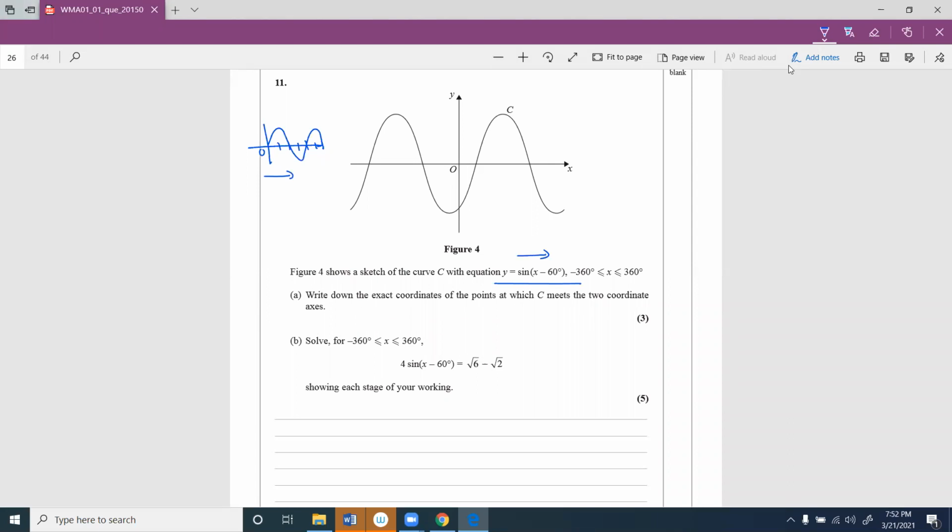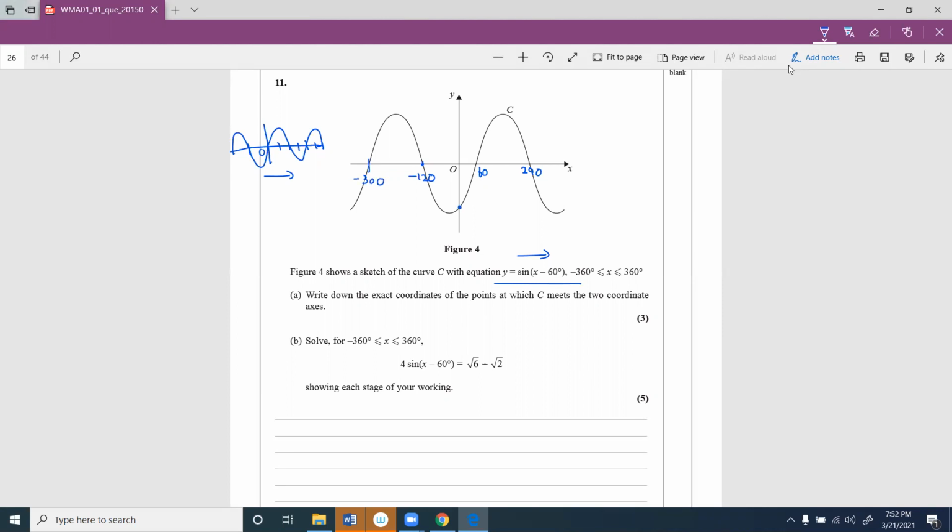So this 0 point turns into 60. Here this 90 turns into 150, and this 180 turns into 240. Over here, if you go over here, it's minus 180. Minus 180 shifted 60 to the positive side is minus 120. And this minus 360 becomes minus 300. Then we need to find this coordinate.